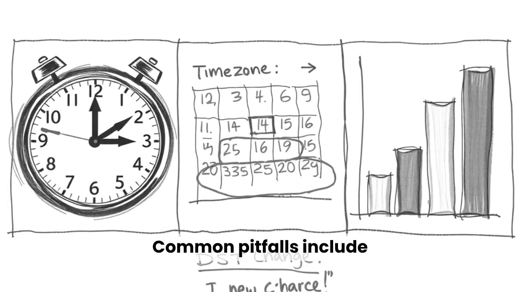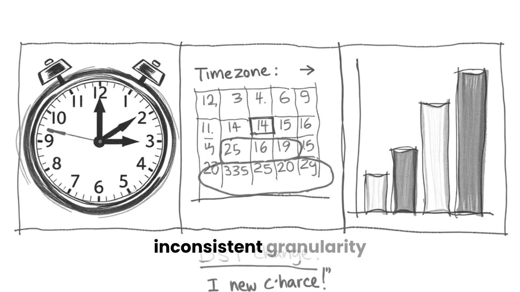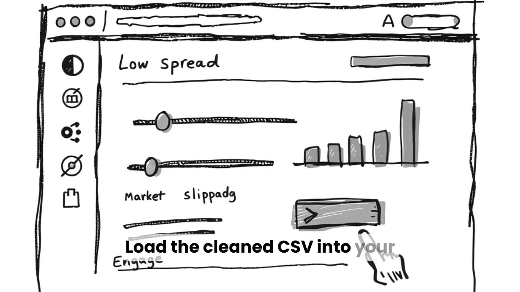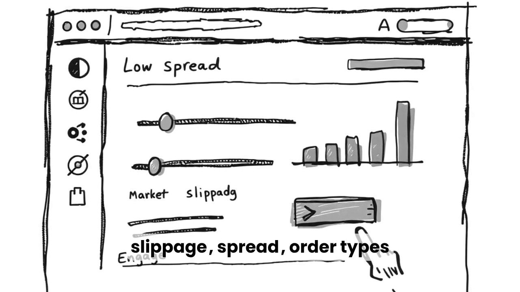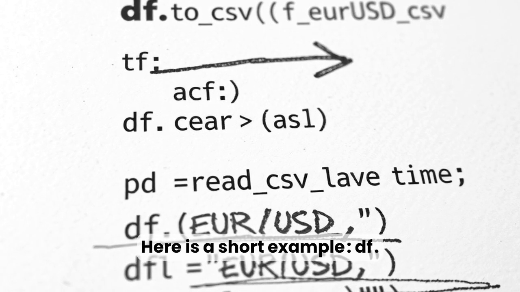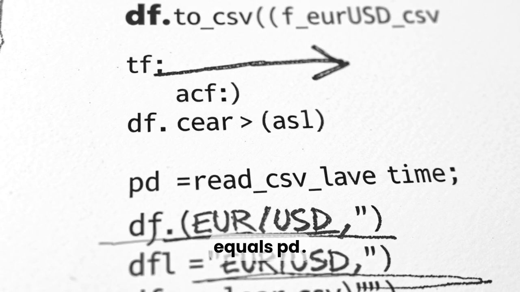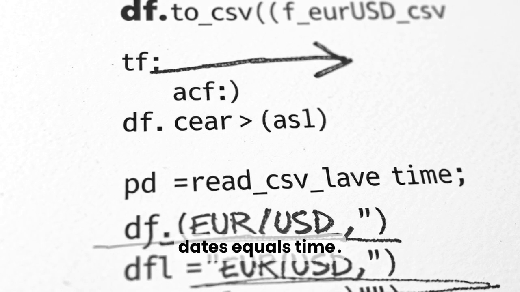Common pitfalls include mismatched time zones, daylight savings errors, and inconsistent granularity across datasets. Load the clean CSV into your backtester, define realistic slippage, spread, order types, and run the simulation. Here is a short example: df.to_csv(your_csv), then df = pd.read_csv(your_csv, parse_dates=['time']).